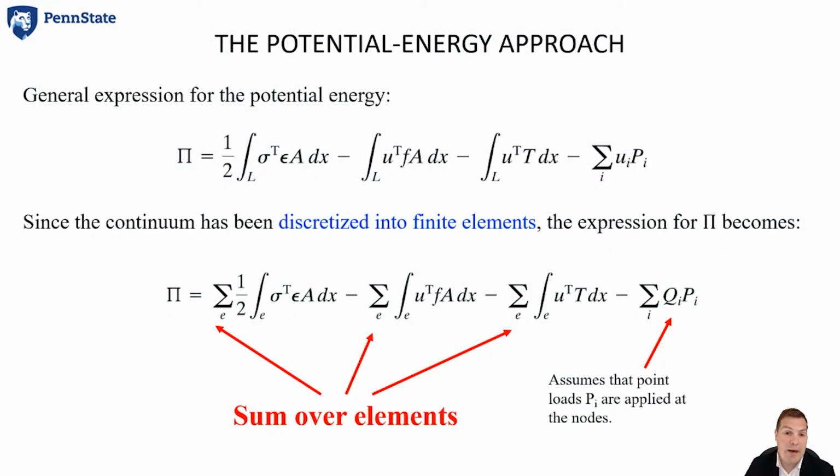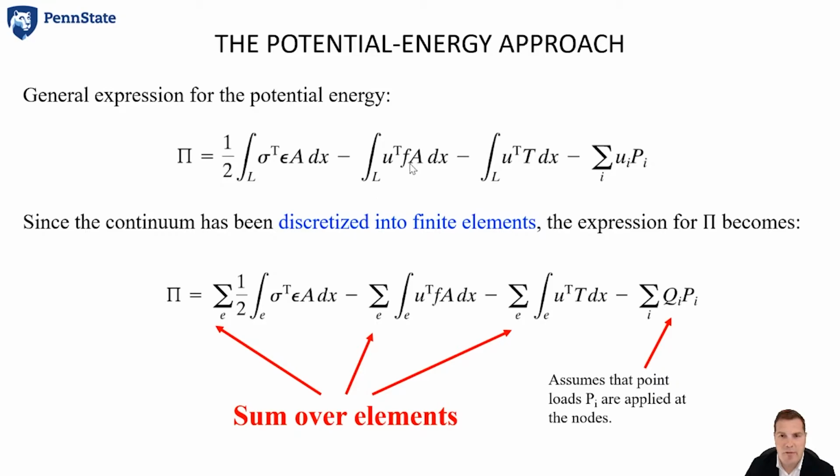Hello, welcome back. So during our last theory discussion, we presented the general expression for the total potential energy, and then we derived the stiffness matrix for the strain energy term. So we have all these different terms. We have the integral over the length, and now this is in 1D, so we just have dx. And we had this term that we derived.